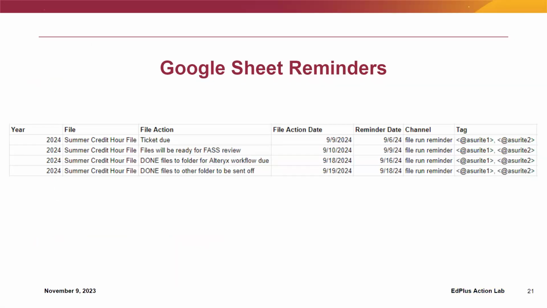So here's the Google Sheet reminder that we have created to use for Slack. This is just the best way we found it to work. We have the year, the file, the action. These are things that will show up on Slack: okay, this file, and then this action needs to be done. The file action date is the day it needs to be done. And then the reminder date is the date it's sent on Slack. It doesn't show that date within Slack, it just sends on that date. And then the channel that we're tagging it to, so everyone knows where it's going. And then the tag, the people who need to be informed.